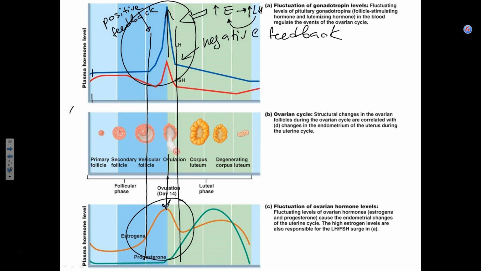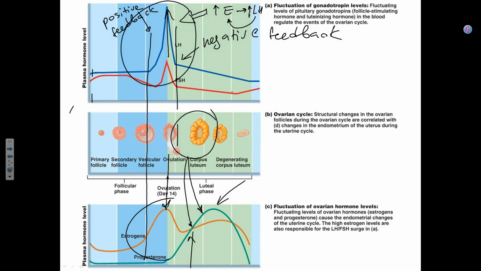Now an interesting step starts. Corpus luteum kicks in, and corpus luteum starts to produce two hormones, estrogen and progesterone. Does that make sense? So you see, after the ovulation, levels of progesterone dramatically rise and levels of estrogen rise too.